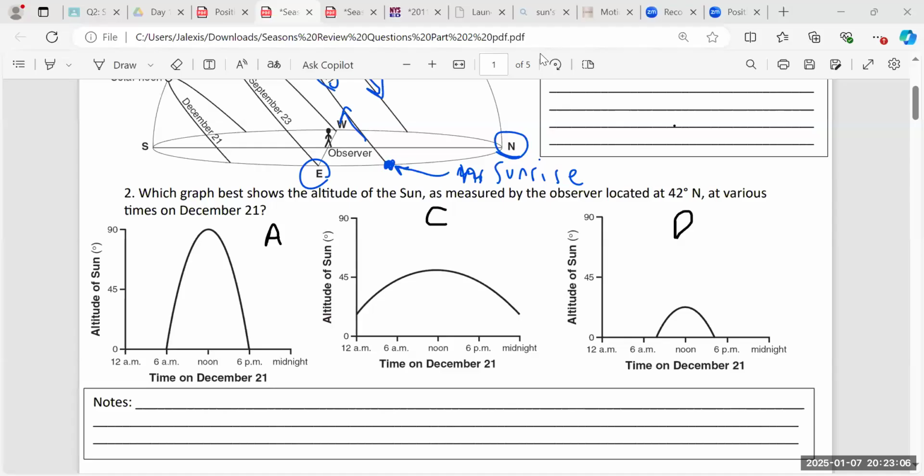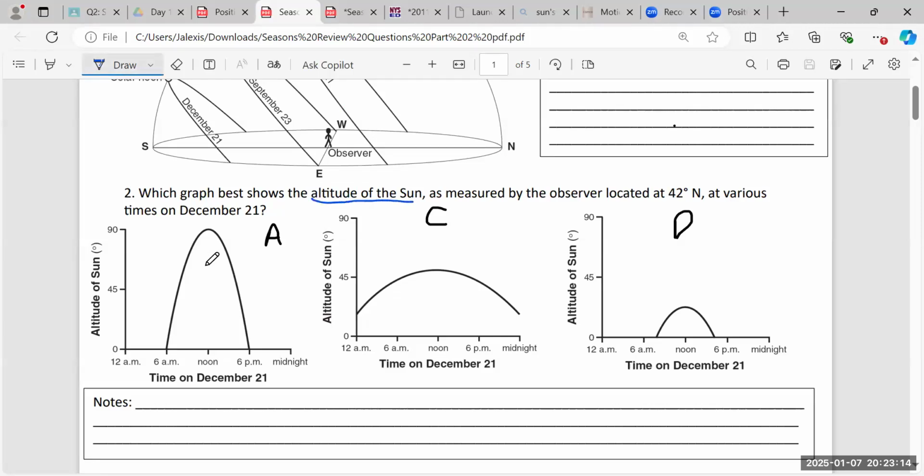All right, let's take a look at number 2. Using that same diagram, which graph best shows the altitude of the sun as measured by an observer located at 42 degrees north at various times on December 21st? We know 42 degrees north consists of New York State, so that's something to keep in mind. And we know that December 21st is also the winter solstice.